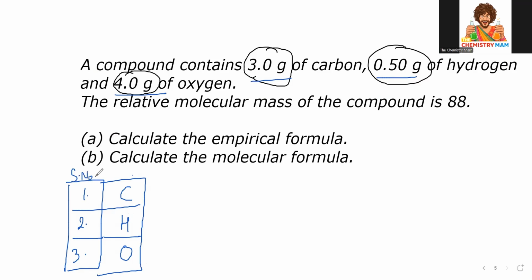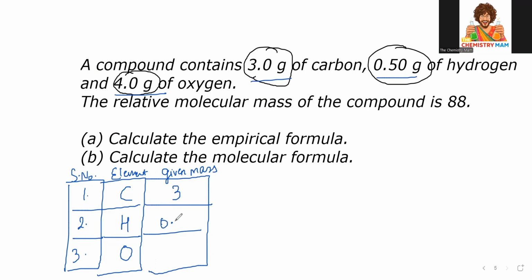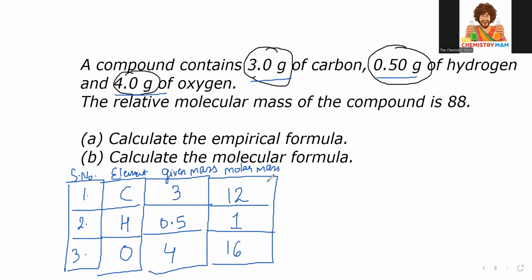one column of the elements. Another column would be of given masses. Thankfully, they are given to us in the form of masses only, so no assumptions, no imagination about masses. The given masses are 3 grams, 0.5 grams, and 4 grams. Then molar masses, for that you need to refer to the periodic table if you don't know them beforehand. But I know it beforehand, so carbon is 12, hydrogen is 1, oxygen is 16.